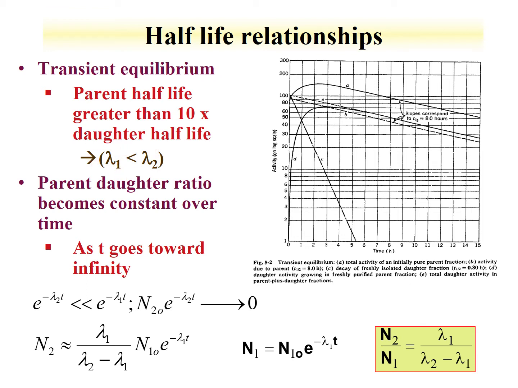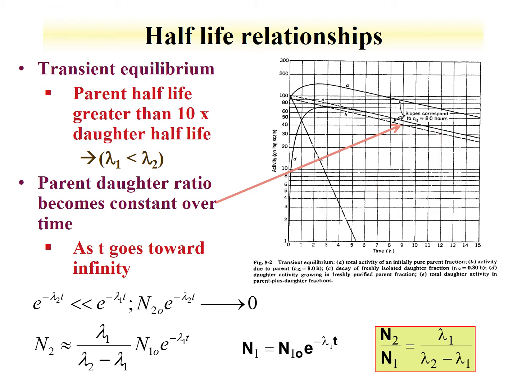The ratio between the parent and daughter becomes constant over time. As shown here, here's the total activity. There's the activity of the parent. There's a daughter activity that grows in, and that ratio becomes constant over time. Now, this ratio is going to be the same. The total value will change. And so we see that this ratio is going to be constant.